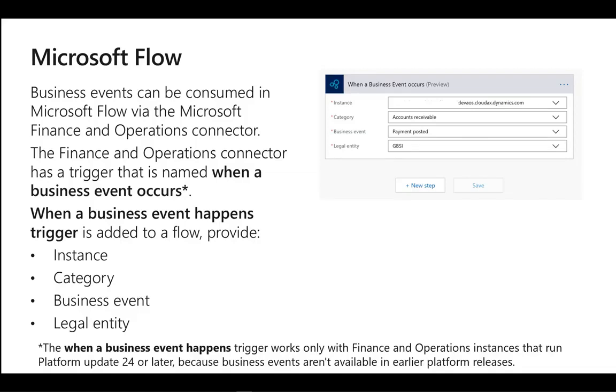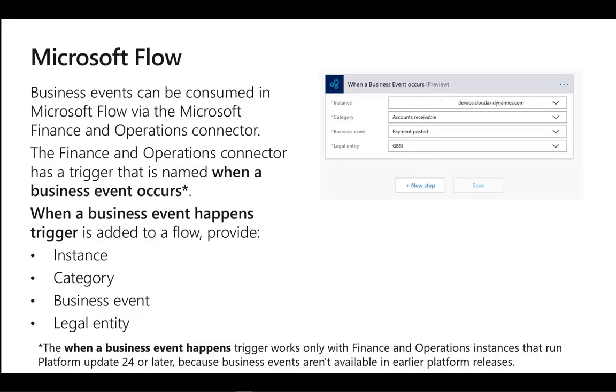When the flow is saved, a subscription to the selected business event is added into the environment instance. As part of the subscription process, the required endpoint is set up, and the corresponding business event is activated. If either the trigger or the flow is deleted or disabled, the business event is automatically unsubscribed from. Multiple flows can subscribe to the same business event in different legal entities or in the same legal entity.